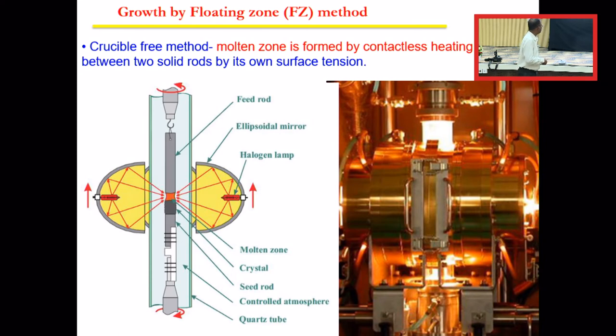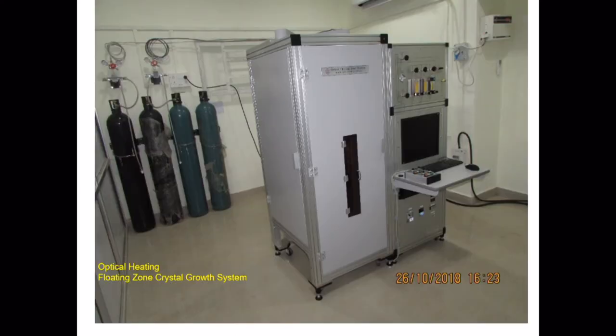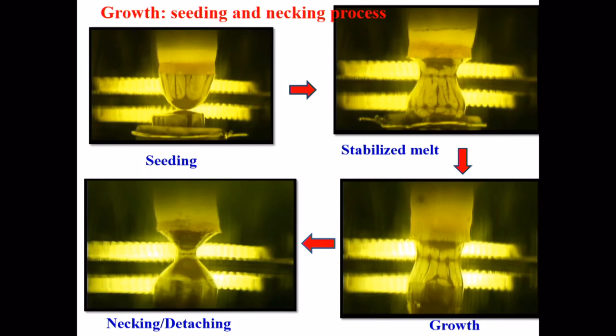I tried to skip about this. These are the facilities at our center for growing. This is a process which I have shown earlier with Czochralski. So you try to make a neck. Once you have a neck, then only you can carry on. Seeding, growing, and removing all matter. If you do not optimize the process, you cannot grow a single crystal transparent material.